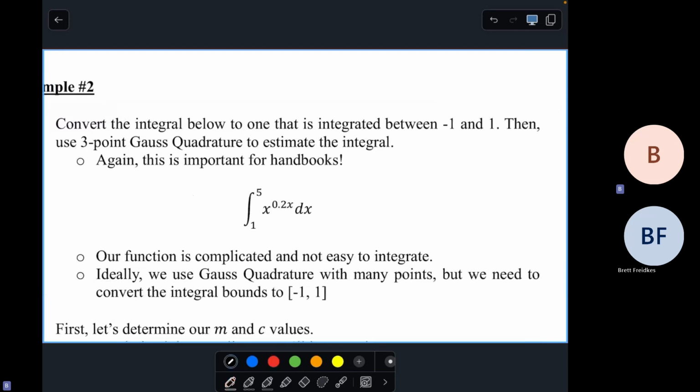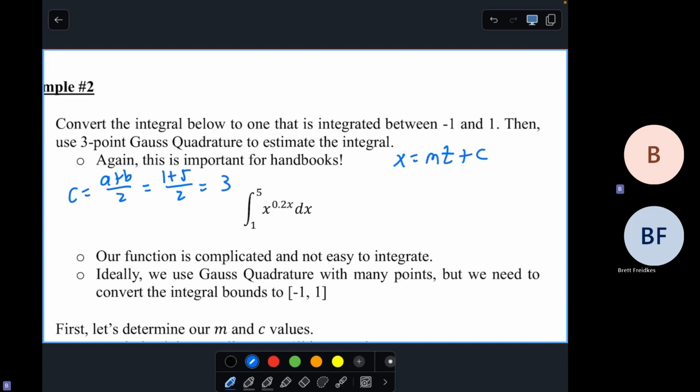Because we said that x is equal to mt plus c. Okay, see that? So c is that shifting value. That's the average of the data points. So c will be a plus b over 2. What is that in this case? That's going to be 1 plus 5 over 2, which is 3.